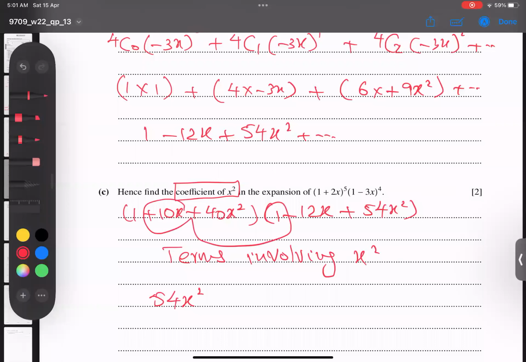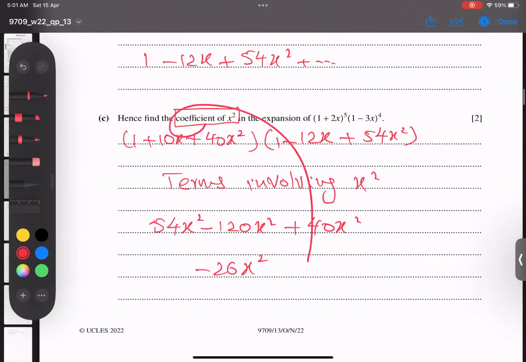Now this 10x into 1, I get 10x only. But x times x gives you x squared, and this is my concern. So 10 times 12, negative 120x to power 2. Now this 40x multiplied into 1 gives you x squared. So no need to multiply all these terms. Now if we check it, 54 positive, negative 120 and plus 40. Just add and subtract the coefficients, you get negative 26x to power 2. So the coefficient of x squared is negative 26. Alhamdulillah, and I believe the concept is very clear.